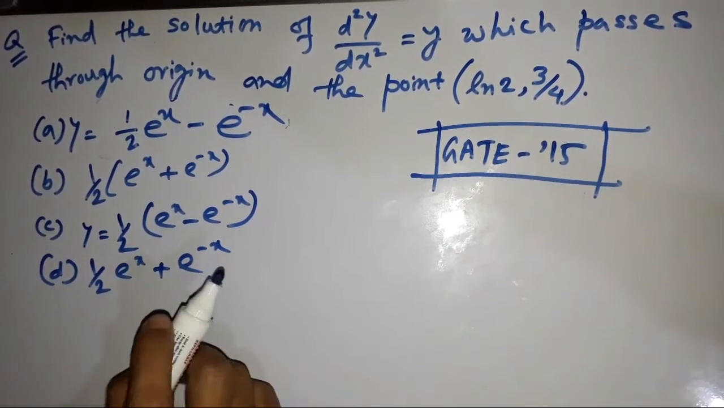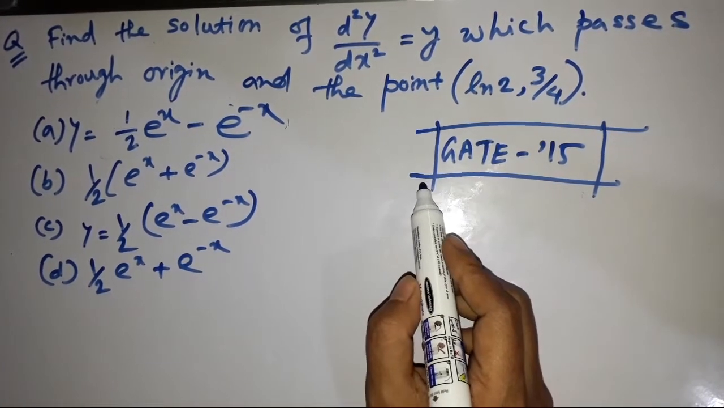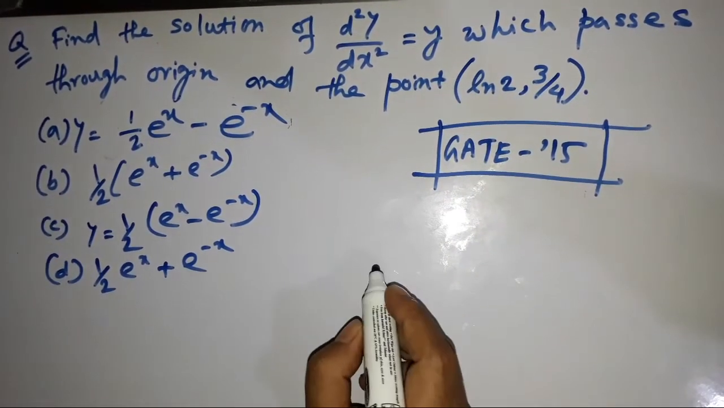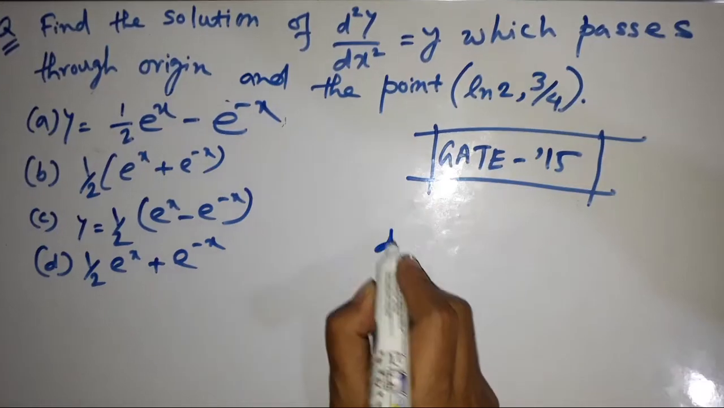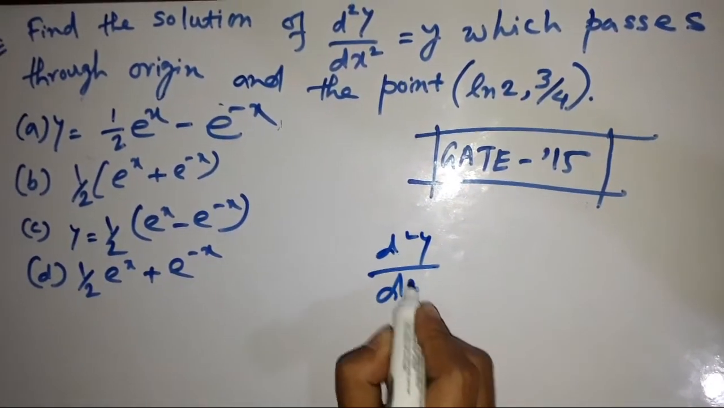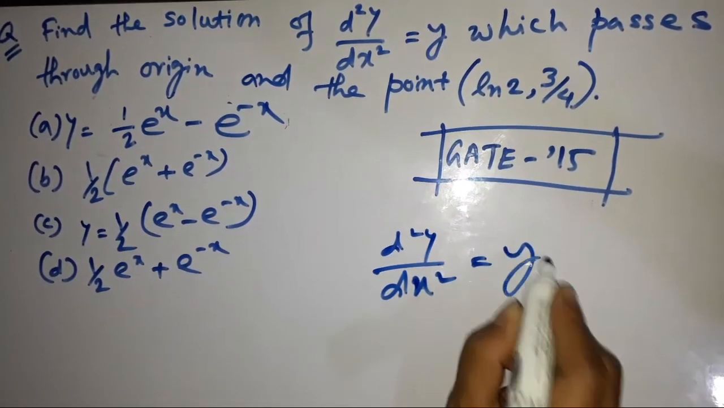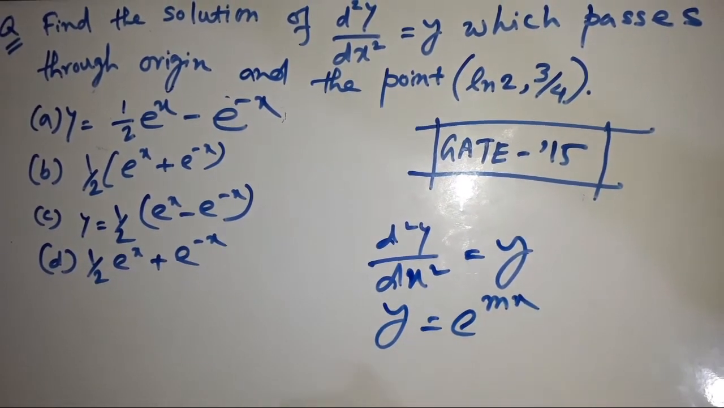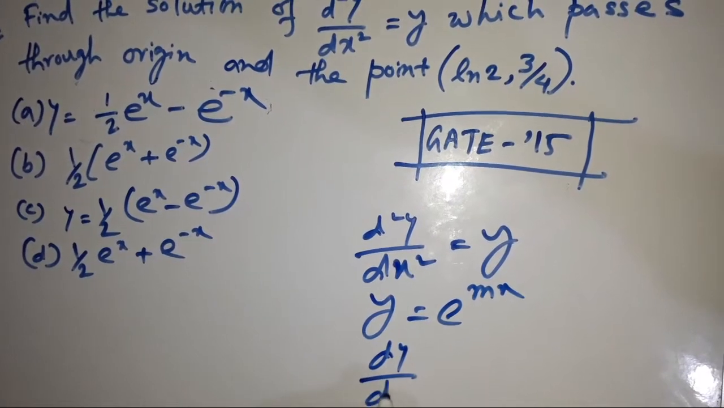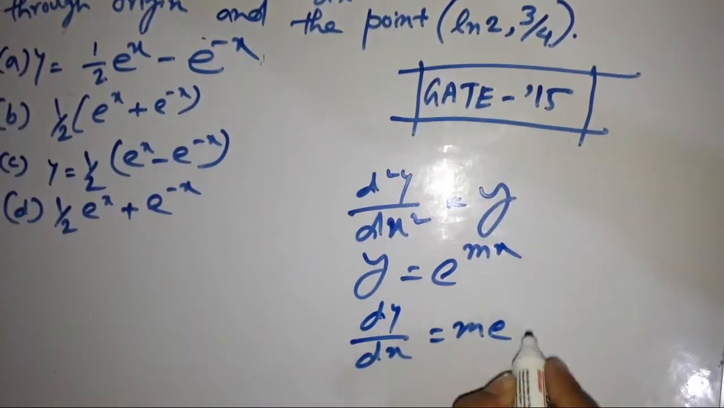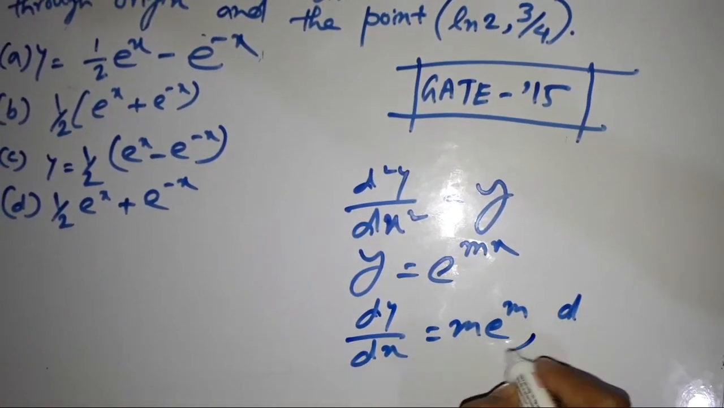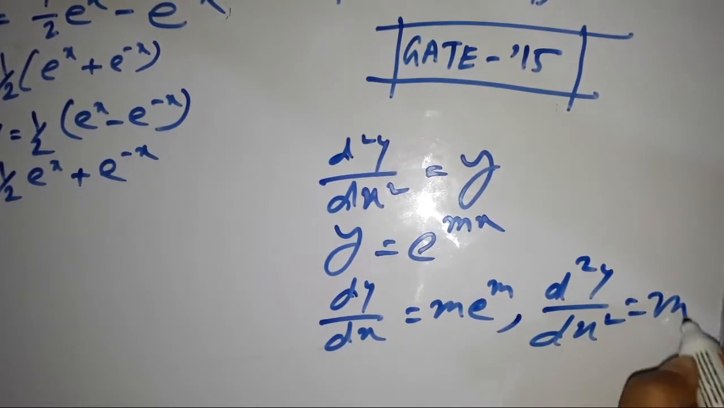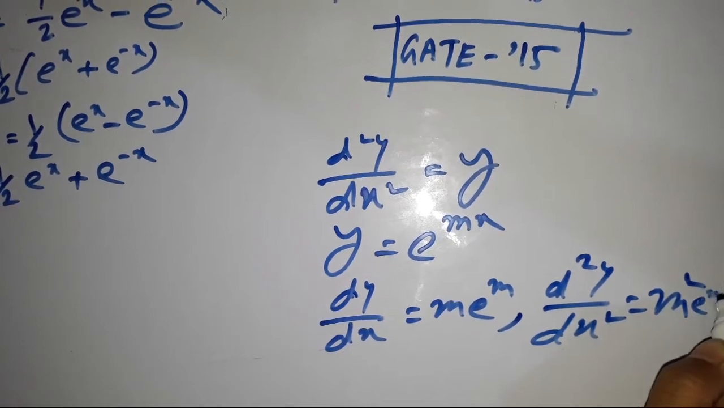For this type of math we always consider d2y/dx2. We first take the equation y = e^(mx) as the trial solution. So dy/dx equals M e^(mx), and d2y/dx2 equals m square e^(mx). Clear?